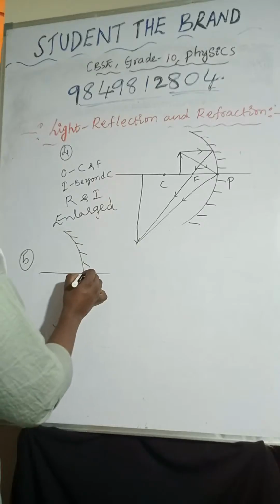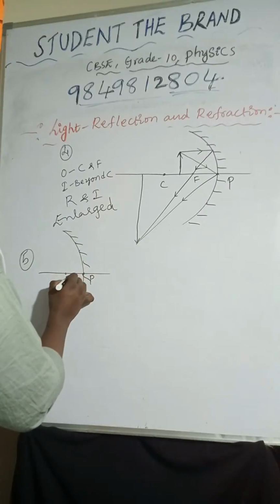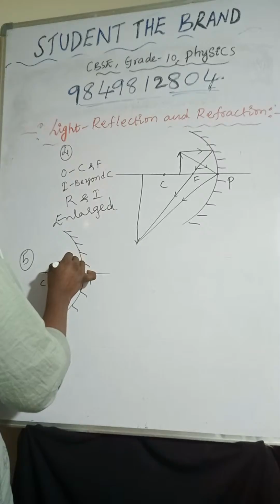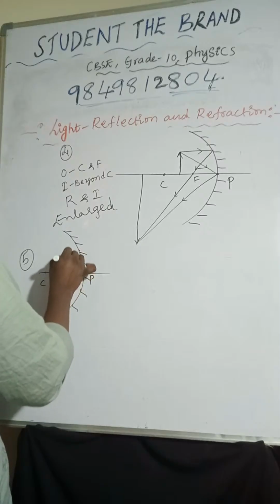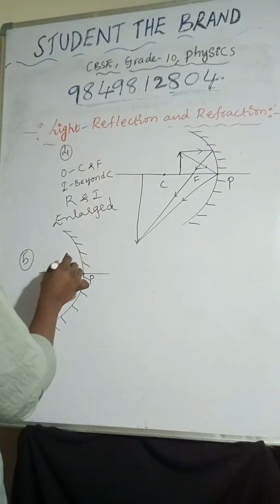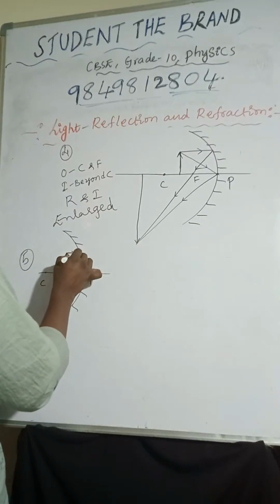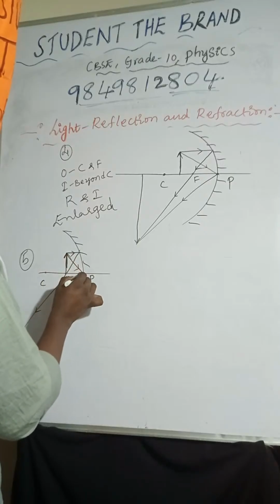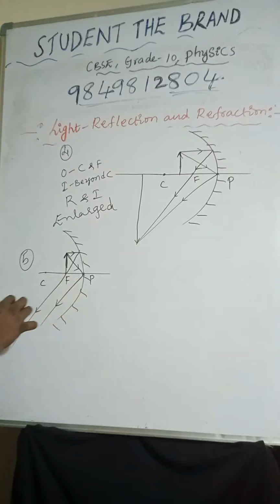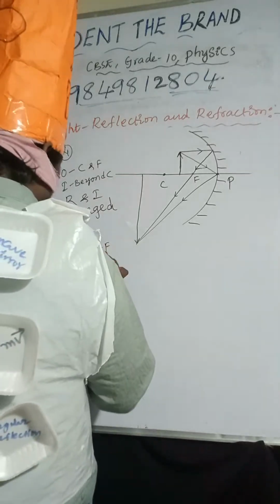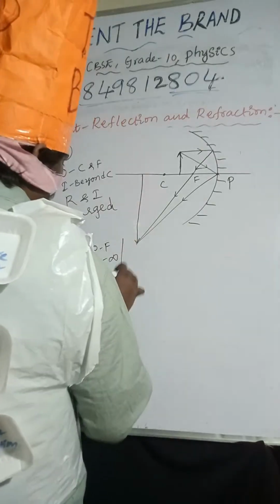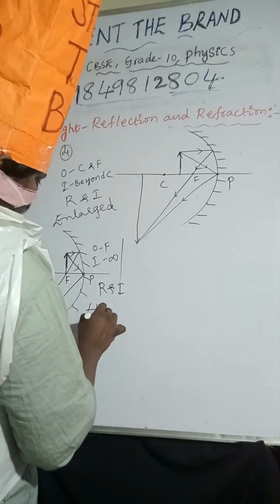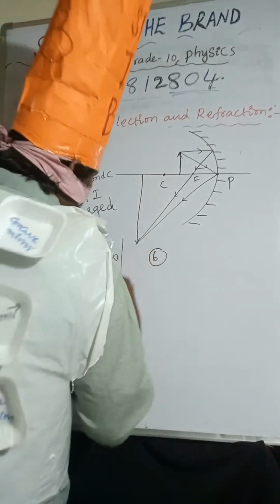So pole, focus, center of curvature. Object is placed at F. So one light ray I am taking like this, it passes through focus. Another light ray is incident at the pole, it reflects back. Object is at F. Image is forming at infinity. Nature of the image is real and inverted. Size of the image is highly enlarged. And coming to the sixth one.